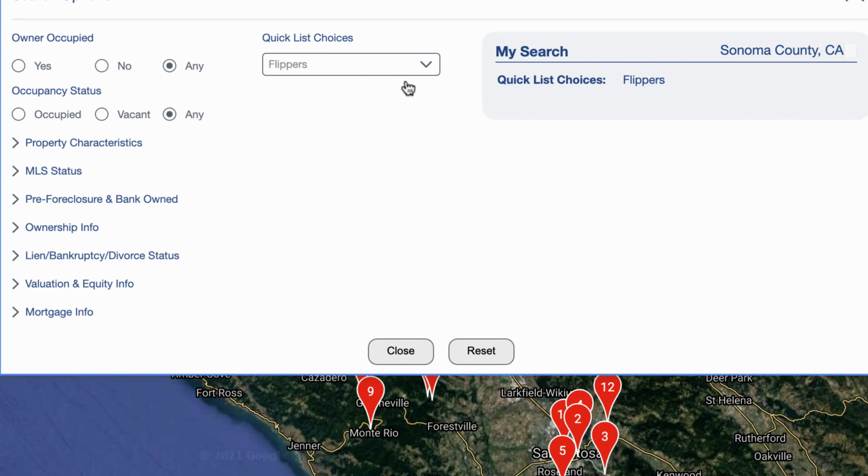And another one you could do here would be flippers. So flippers are any property owners who have owned their property for less than 2 years and they've relisted that property. So it doesn't necessarily mean it's a house flipper, but just given that situation, there's a good chance they probably are, or that's what they're trying to do.